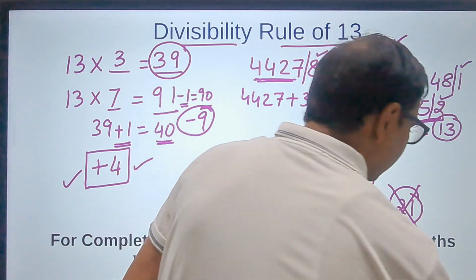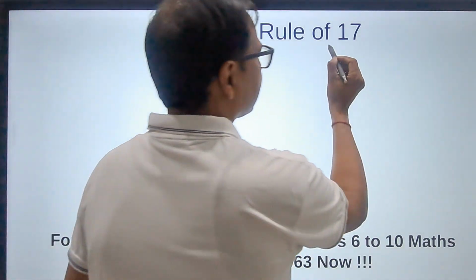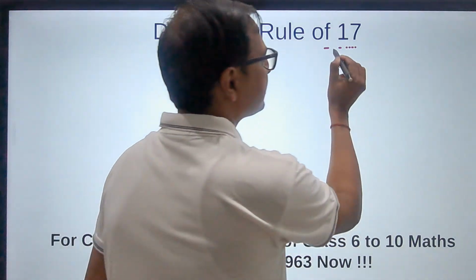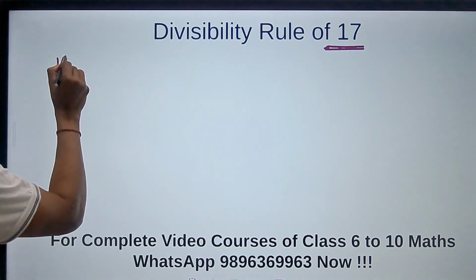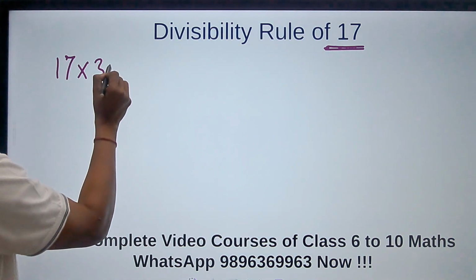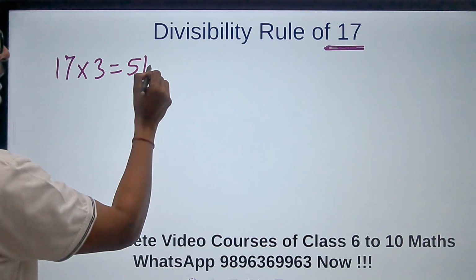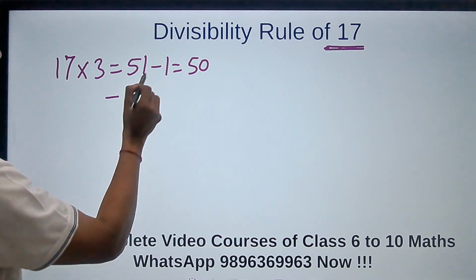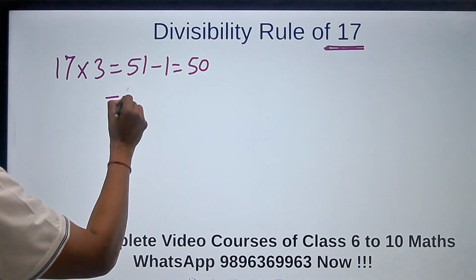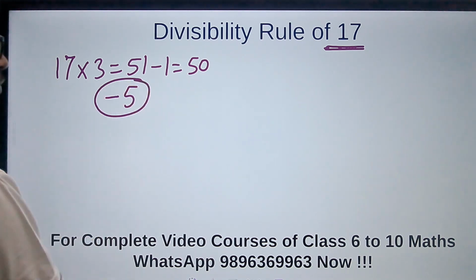Now likewise, if the divisor is 17, now what happens when the divisor changes? So first thing is you have to find the osculator. Now 17 times 3 gives me 51. And if you subtract 1, you get 50. So the osculator is negative. And how many tens? 5 tens. So this is one of the osculators.